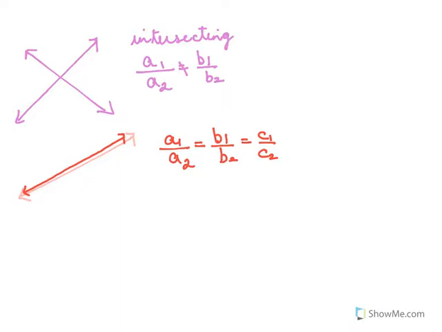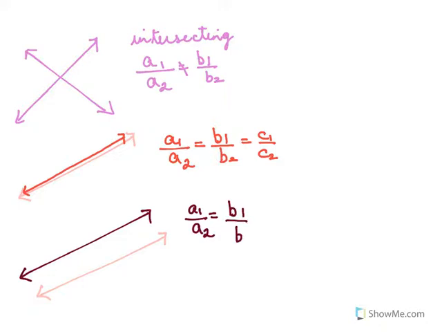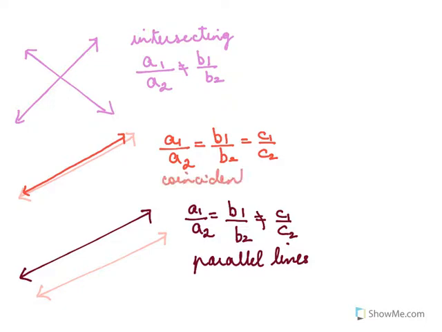And in the last case, if they are parallel, suppose this line, and we have another line, and they are parallel. Here we will have a1 over a2 equal to b1 over b2 not equal to c1 over c2. These are for parallel lines. Here we have for coincident lines. They are one over the other, coincident.